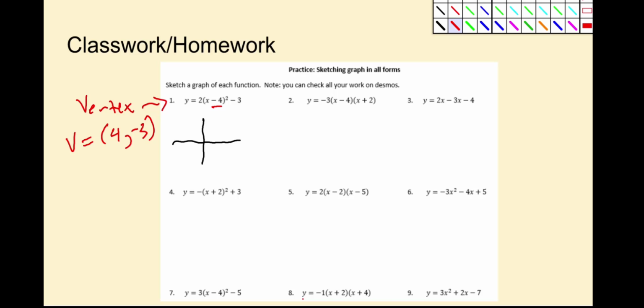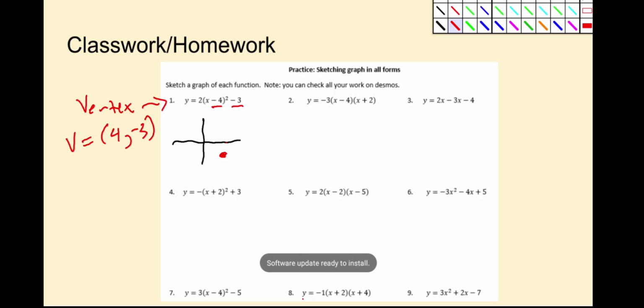The last part, k, is going to be exactly what it is. So if it says -3, it's going to be -3. So that tells me what? That tells me that you have a vertex at 4, -3. So 4, -3 is going to be somewhere right around here, somewhere in the 4th quadrant.